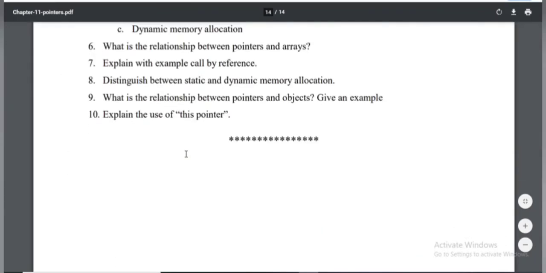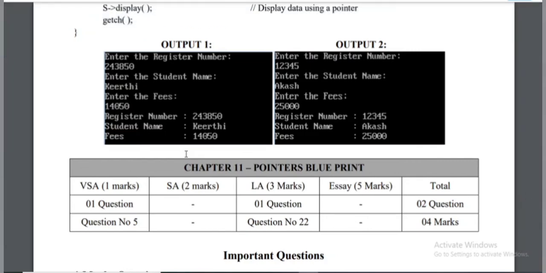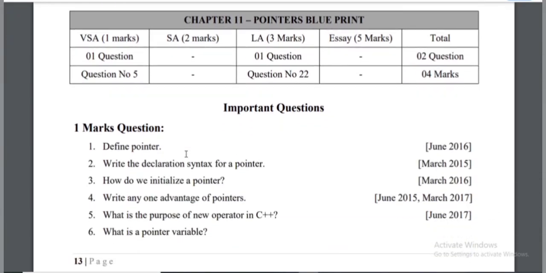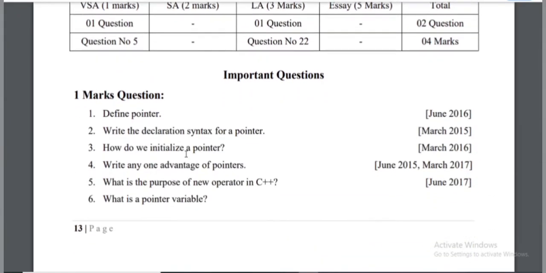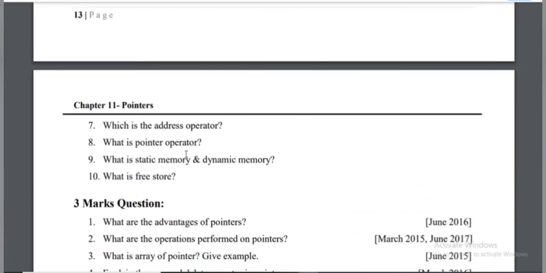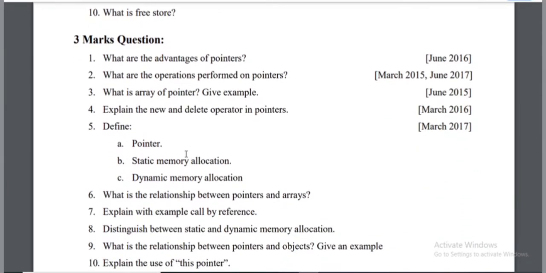So totally this chapter is for 4 marks. You will be getting 1 question of 3 marks and 1 question of 1 mark. So these are the important questions you have to go through. Okay, work out all the programs. 3 marks questions are very important from this chapter.